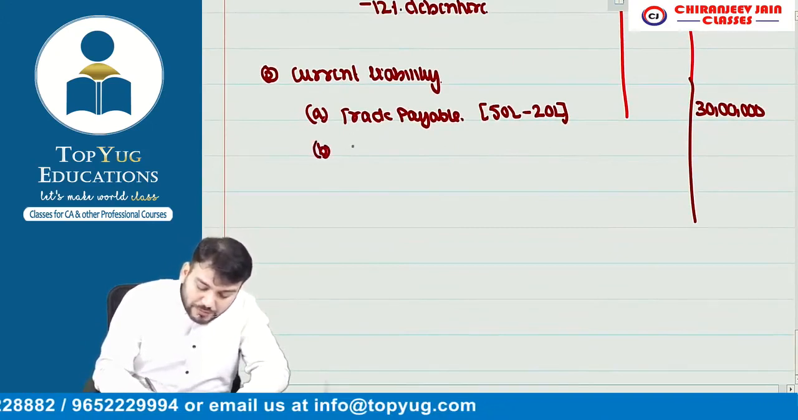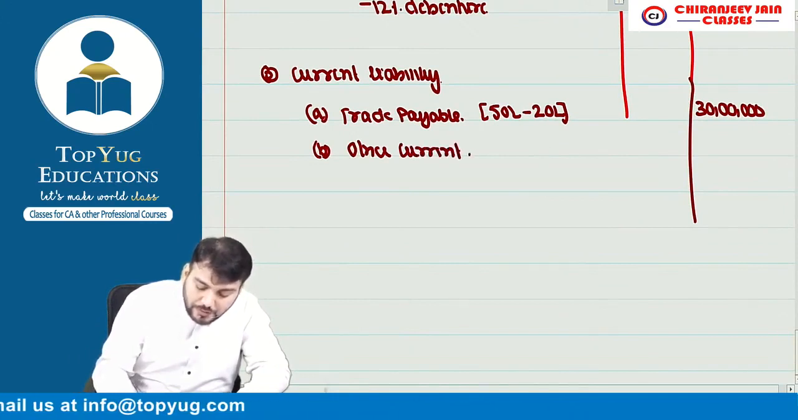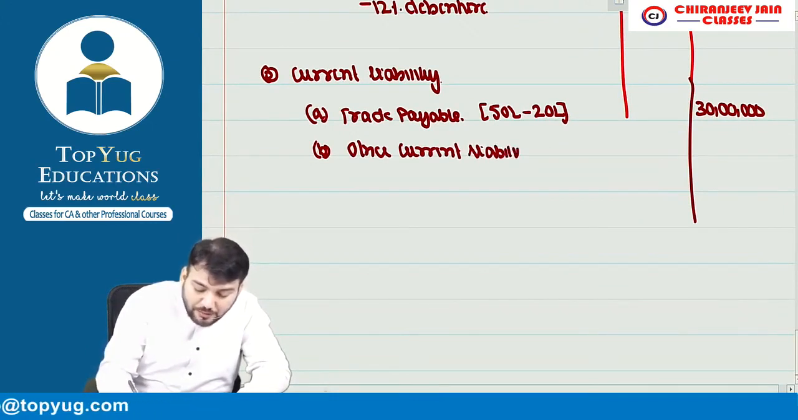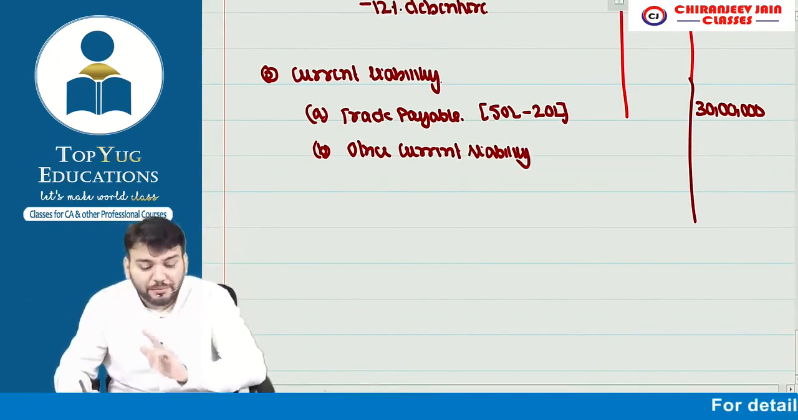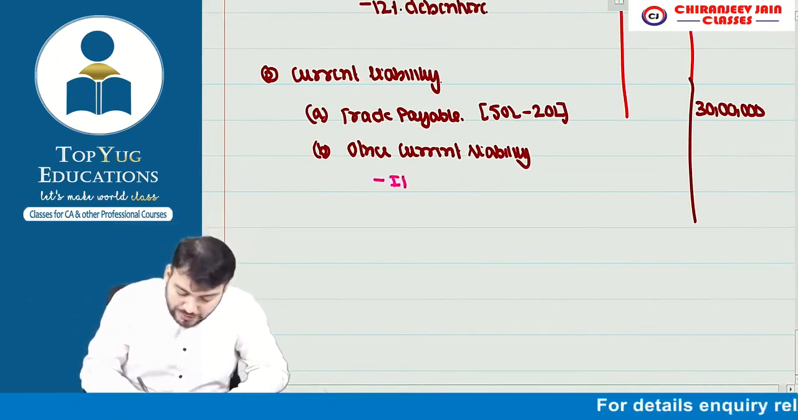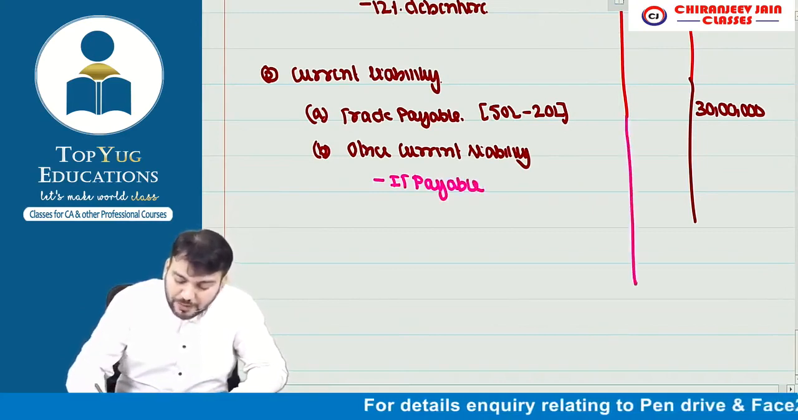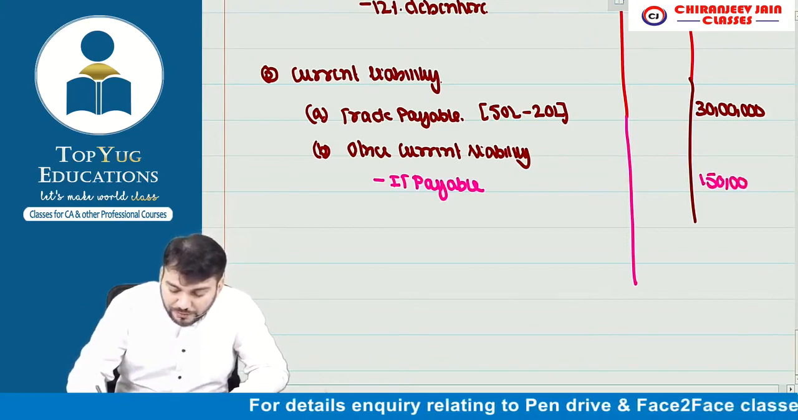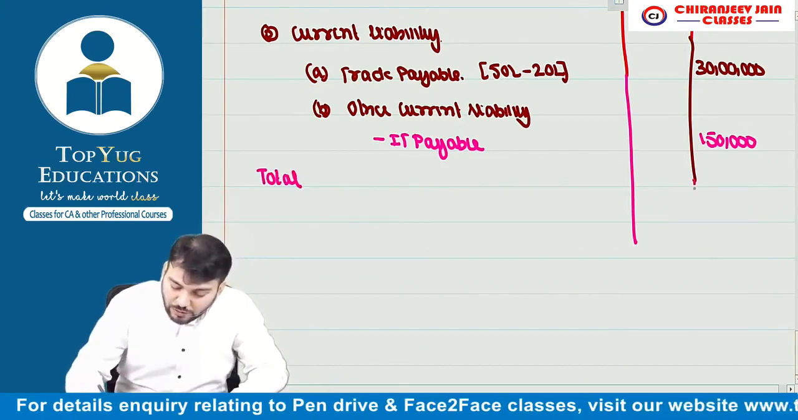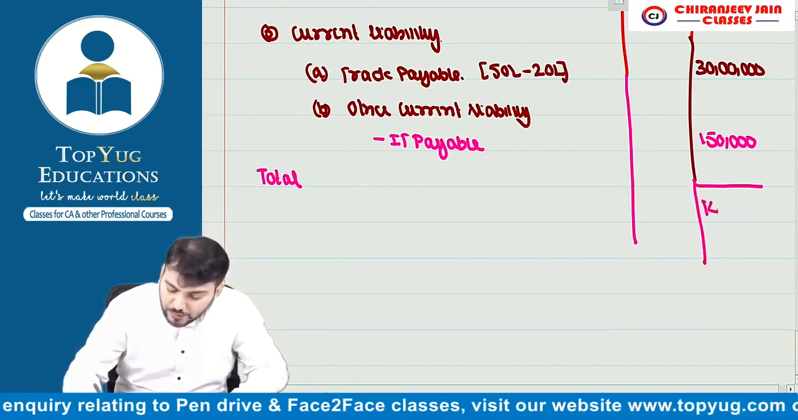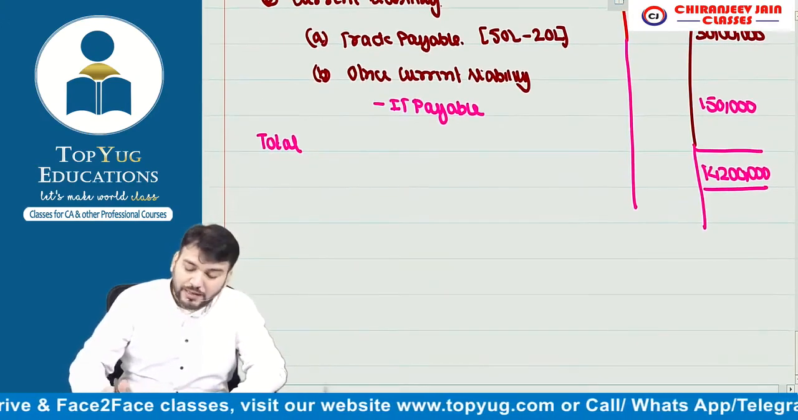Then point number B, there will be other current liability, because we have one income tax payable now. Now if you have assumed that it is paid, then your bank balance will reduce. Correct. So we are adding income tax payable. How much? 1,50,000. Correct. Tell me the total. The total is 1 crore 42 lakh.